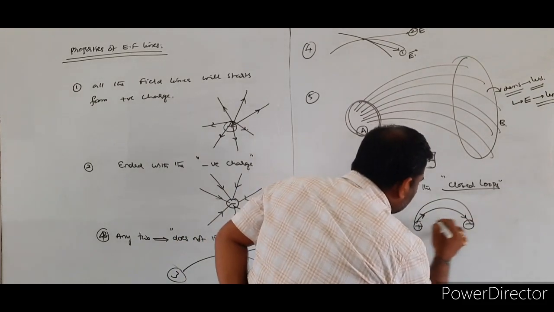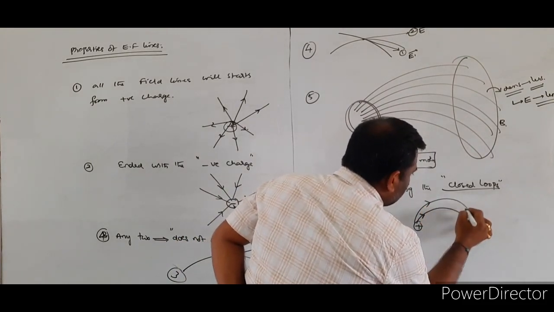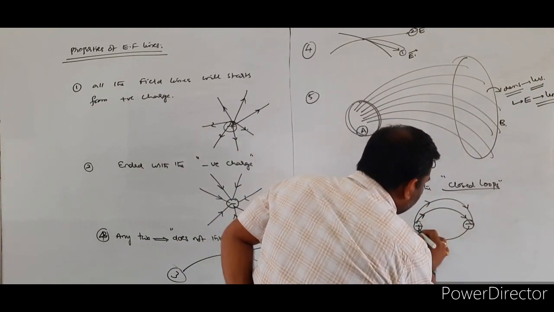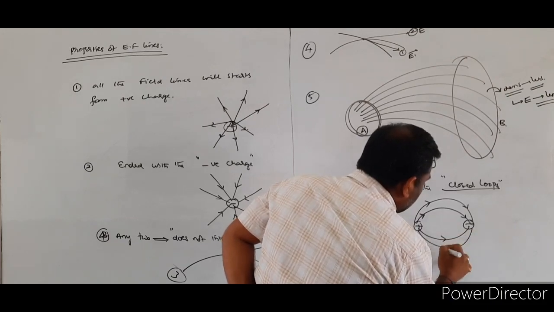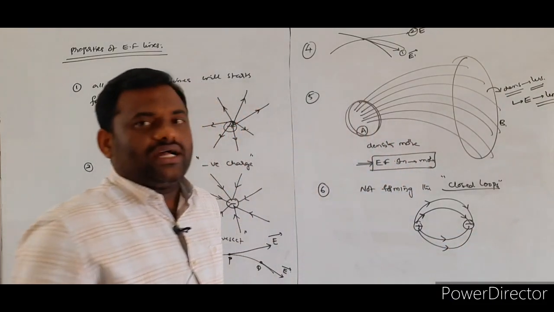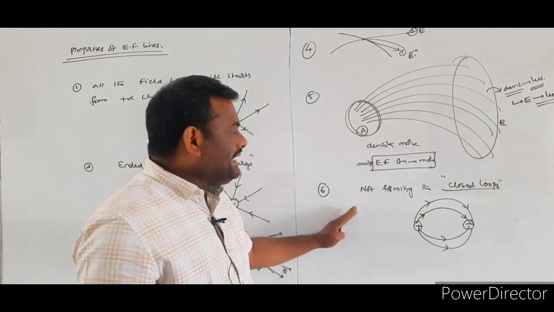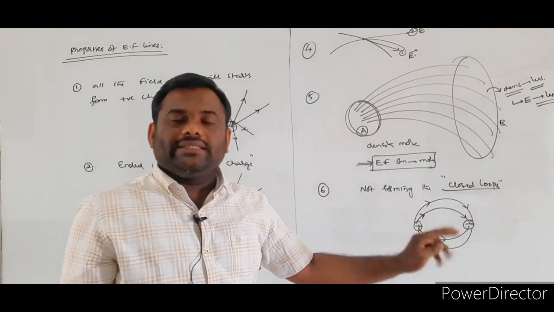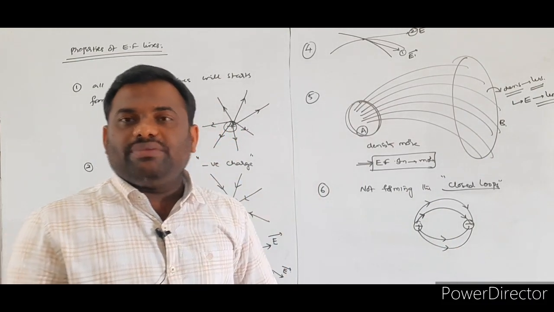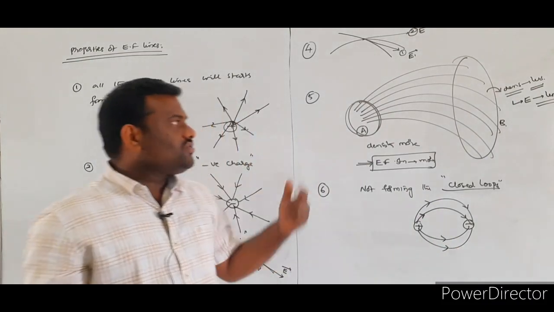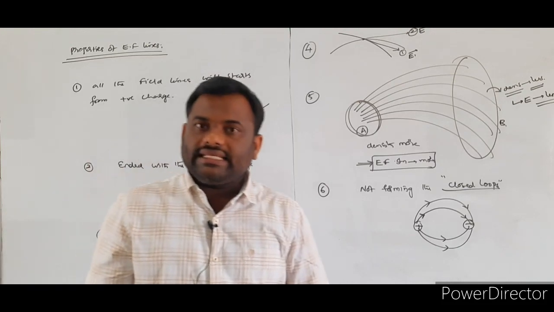So if you consider the electric dipole, all the field lines start from the positive charge and end with the negative charge only. So the electric field lines do not form closed loops. So these are the properties of electric field lines.